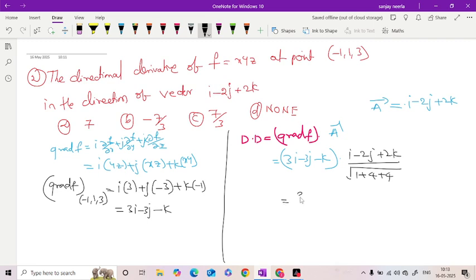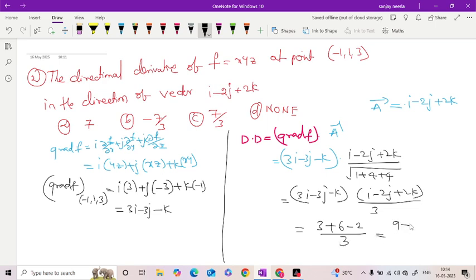That means it is 3. So 3i minus 3j minus k dot i minus 2j plus 2k by root 9, that means by 3. So the dot product of these two vectors is 3 plus 6 minus 2 by 3, 9 minus 2 by 3, it is 7 by 3. That is our directional derivative of the given function at the point minus 1 comma 1 comma 3 in the direction of i minus 2j plus 2k.